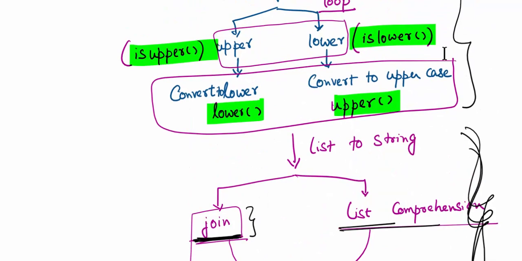Earlier, we did all this. In case of upper, we have to do this test if it is upper, and then convert it to lower using the lower function, and then convert the list back to string, right? Now, in list comprehension, we definitely have to do all of these things, except we're going to do this in a very compact way.